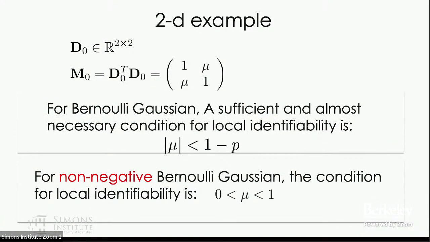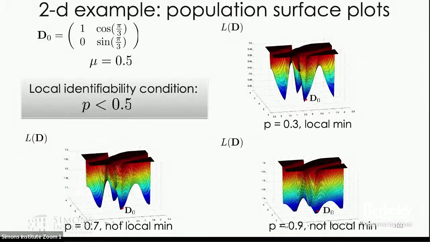For Gaussian without the negativity and the positivity constraint, you need the coherence to be less than 1 minus P. But if you have non-negative, you don't need any condition on sparsity. Any coherence would be fine. And with the same example, you can just plug in and plot, and see that the condition really tells you when the reference distribution will be the population minimum.